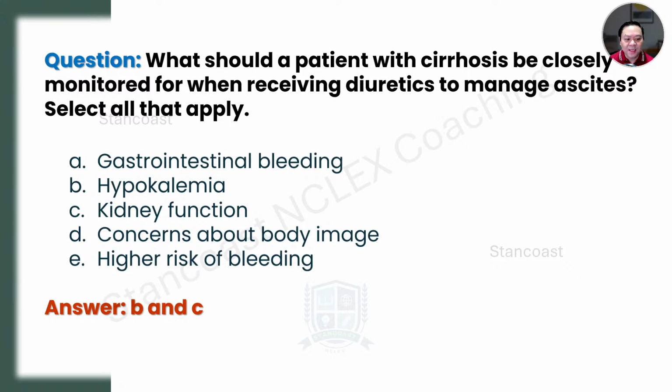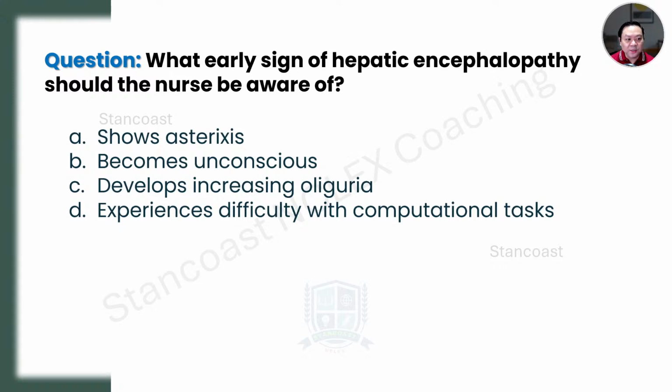Wonderful. Next question we have, what early sign of hepatic encephalopathy should the nurse be aware of? A, shows asterixis. B, becomes unconscious. C, develops increasing oliguria. And D, experiences difficulty with computational tasks.